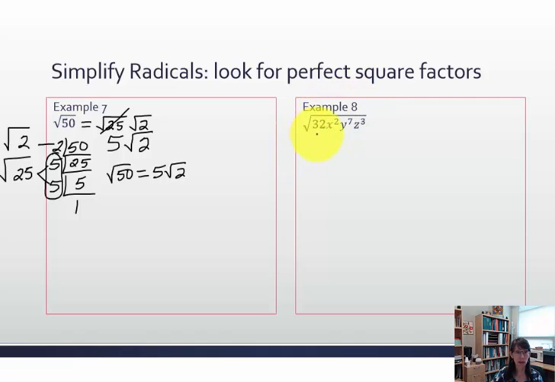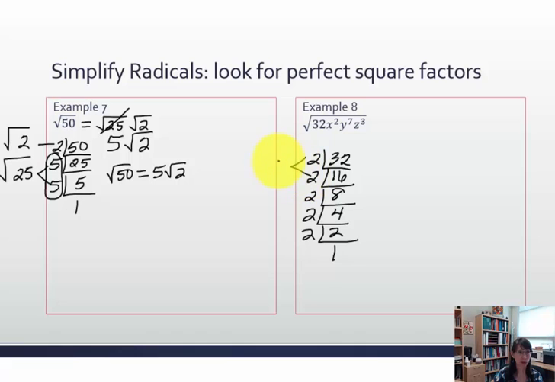In example 8, we're starting with 32, and we'll divide by a prime number. Since it's even, I might as well use 2. 32 divided by 2 leaves 16. 16 divided by 2 leaves 8. 8 divided by 2 leaves 4. 4 divided by 2 leaves 2. 2 divided by 2 leaves 1. So now we're going to find all of the pairs of identical factors.